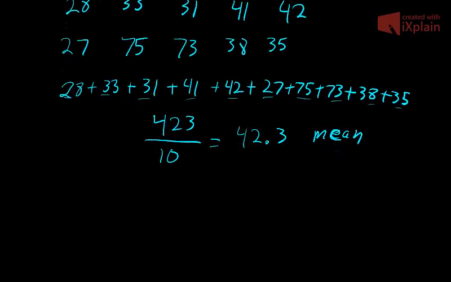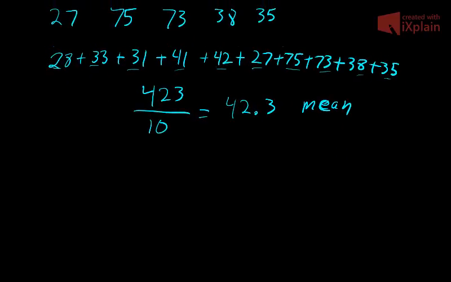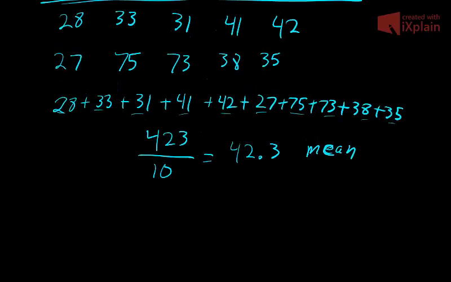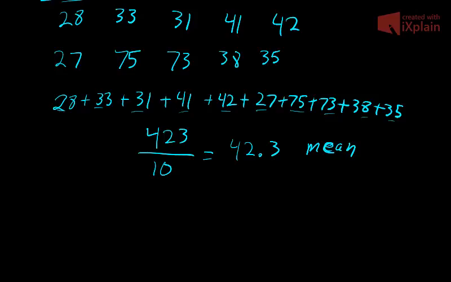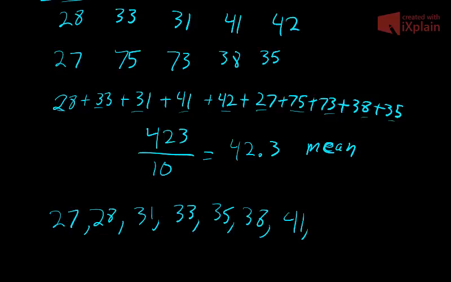Moving on from there, I want to see the median. So I'm going to take all my numbers here, and I'm going to write them from smallest to largest. So my smallest number is going to be the 27, followed by the 28. Then I have 31, 33, 35, 38, 41, 42, 73, and 75.